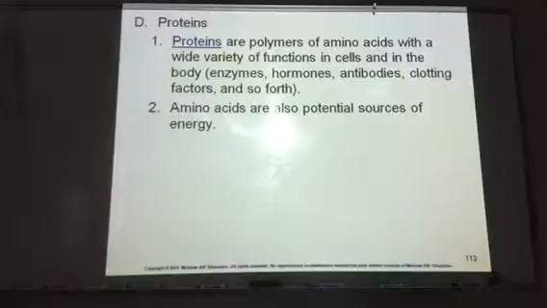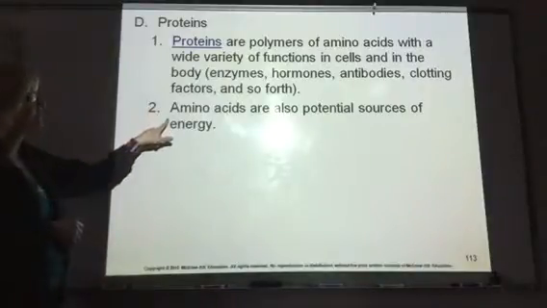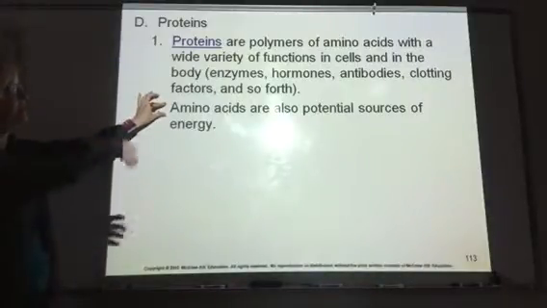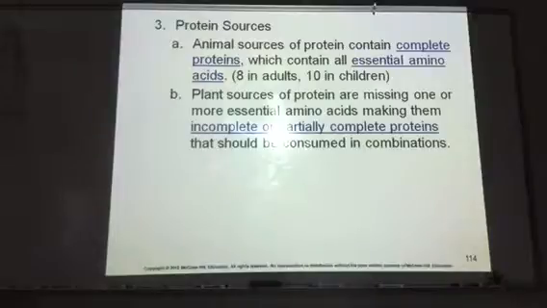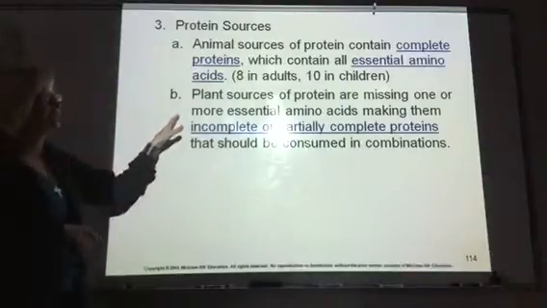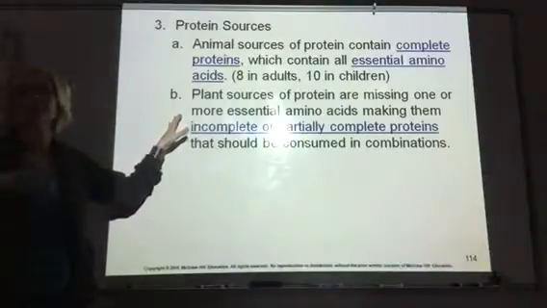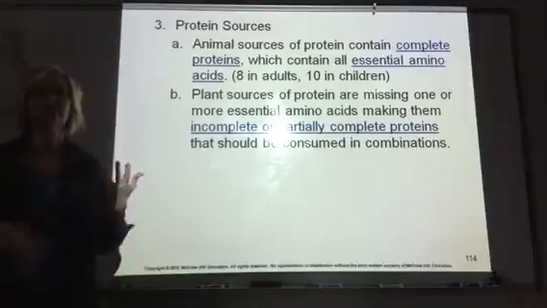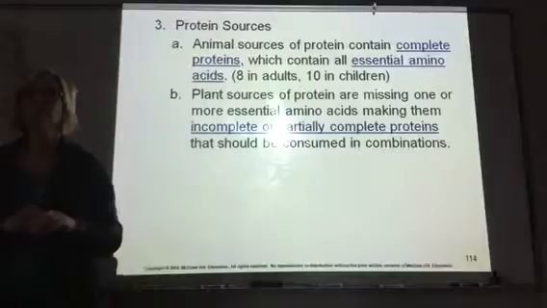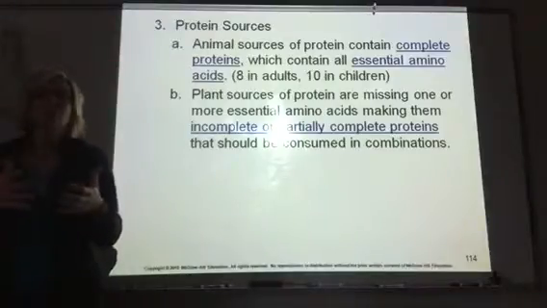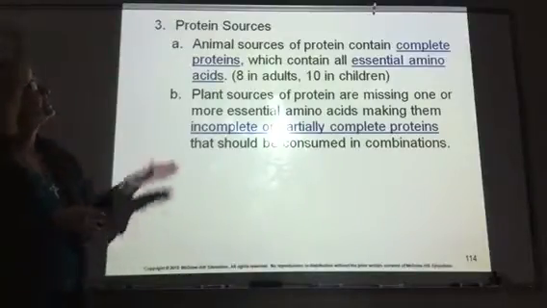Amino acids are potential sources of energy. Amino acids are put together to build your protein. So amino acids are smaller parts of your proteins. Where do we get our proteins? Animal sources and plant sources. Big deal right now with vegetarians, vegans, things like that. If someone doesn't eat any animal, any meat, how do they get that protein that they need?